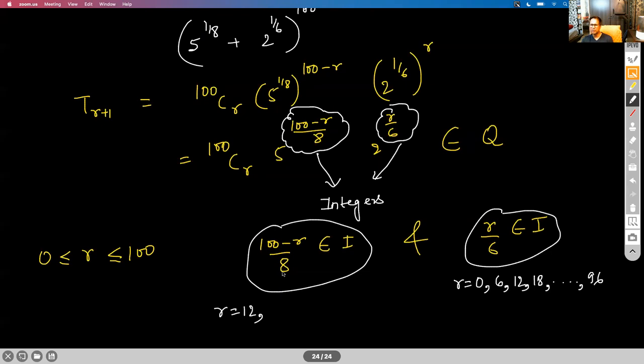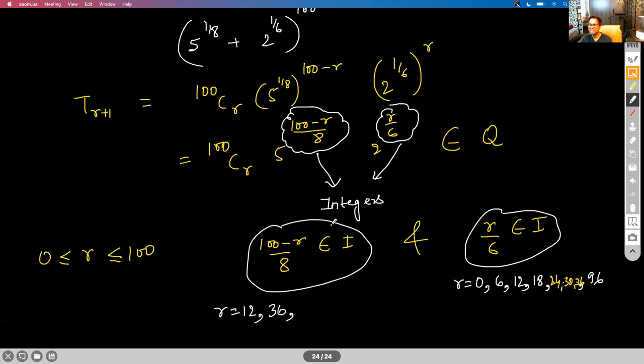18: no, 82 by 8 is not an integer. 24: no, 76 by 8 is not an integer. 24 is over. The next numbers will be 30, 36. 30, no, not an integer. 36, yes, 36 will give me an integer, because 36 will make the numerator 64.